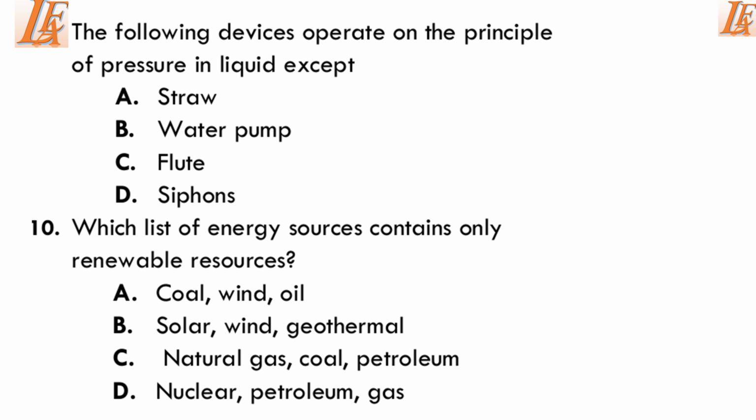Question 9. The following devices operate on the principle of pressure in liquids except: A, straw, B, water pump, C, flute, D, siphon. A, which is a straw, operates under the principle of pressure in liquids. B, which is a water pump, either a force pump or a lift pump, operates under the principle of pressure in liquids. C, a flute, this is a musical instrument, does not operate under the principle of pressure in liquids. And D, a siphon, this one operates under the principle of pressure in liquids.